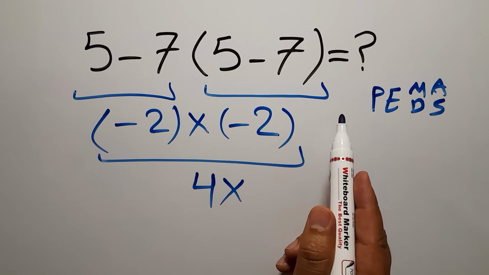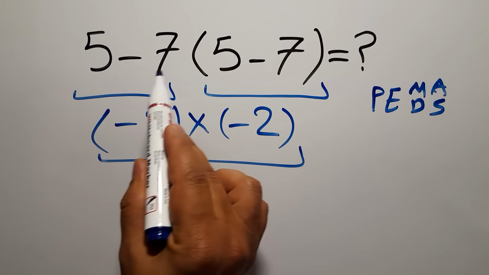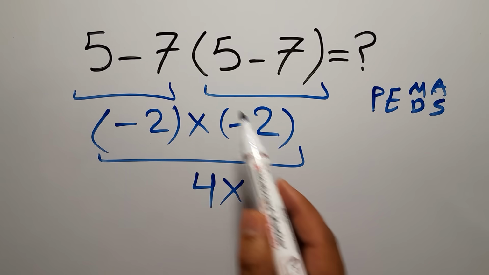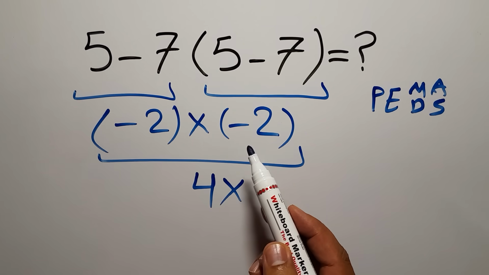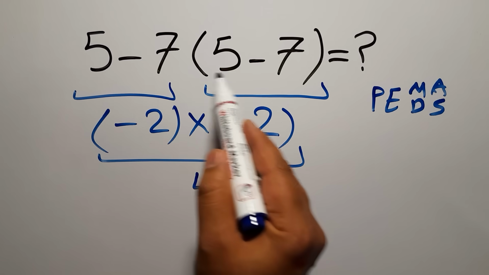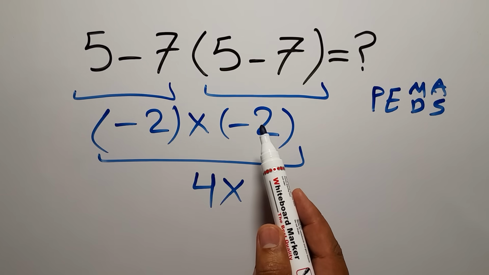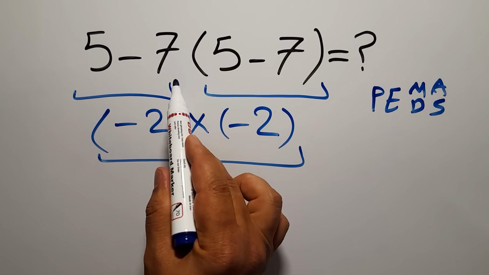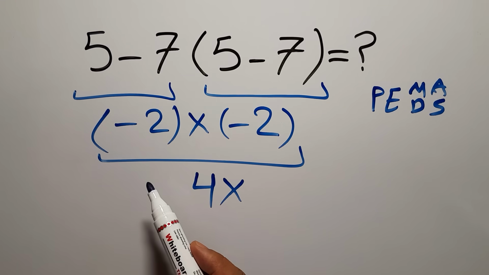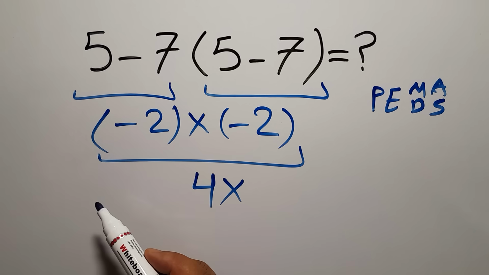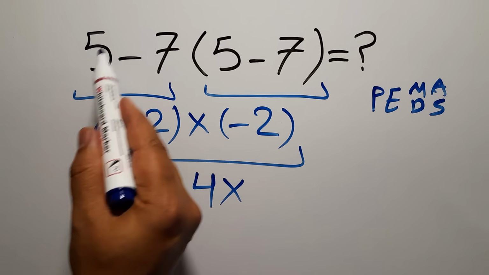In this expression we have one subtraction, one multiplication, and one parentheses. Parentheses has higher priority than other operations. So first we have to do this parentheses. And in PEMDAS, multiplication comes before subtraction. So next we have to do this multiplication and finally this subtraction.